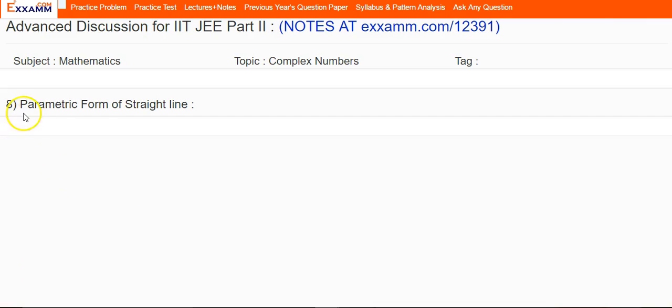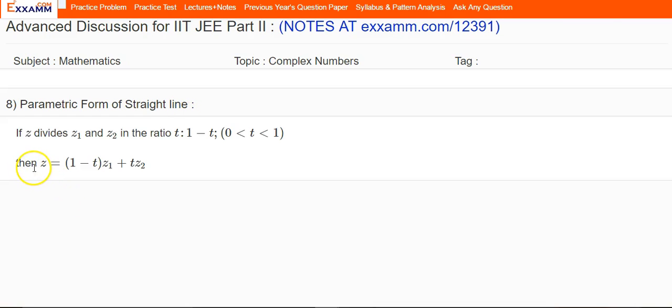Now I am going to tell you the parametric form of the equation of a straight line. The parametric form of the equation is z is equal to (1 minus t) multiplied by z1 plus t z2. This is the equation of a line passing through points z1 and z2. Now what is the role of t?